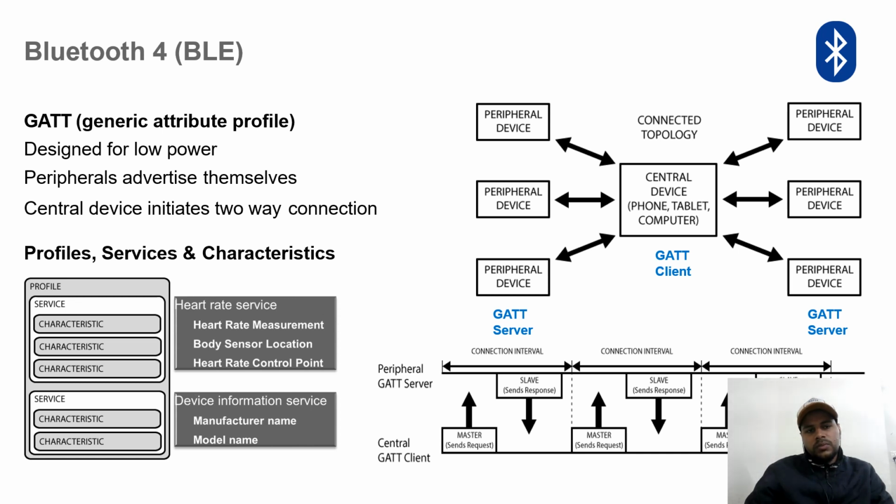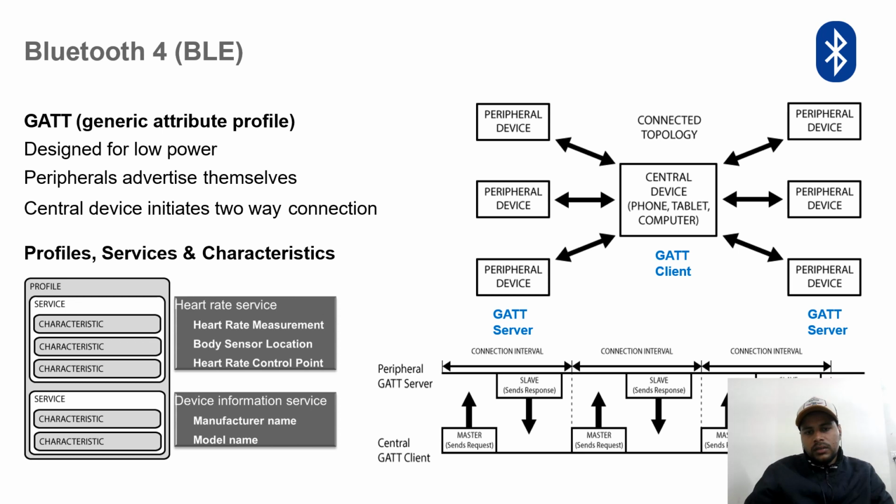There are some features of Bluetooth 4. Peripherals advertise themselves. Like when we look at the Bluetooth, we can pair with the devices and send data. The central device initiates a two-way connection. It is a two-way connection.